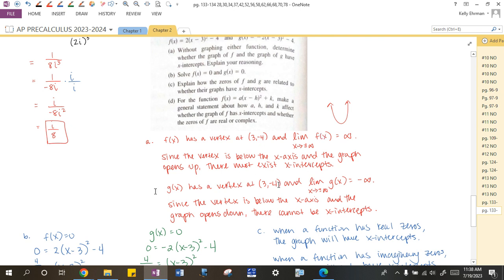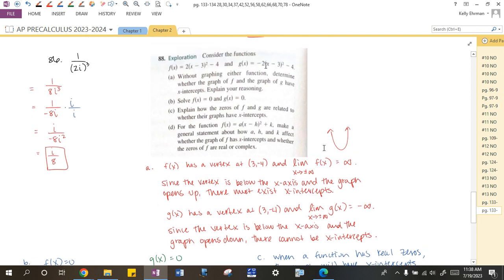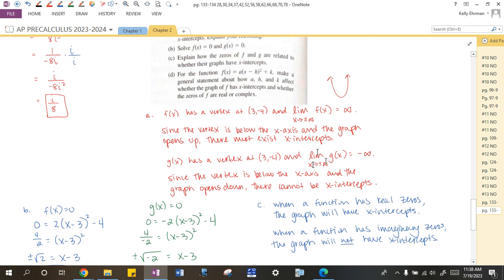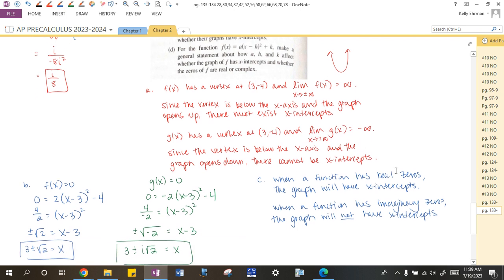g of x has the same vertex, but that graph opens down because there's a -2 in front. So the limit as x approaches the left or the right, plus or minus infinity, of g of x is equal to negative infinity. So if the vertex is already below the x-axis and then the graph just opens down from there, it's never going to cross the x-axis.